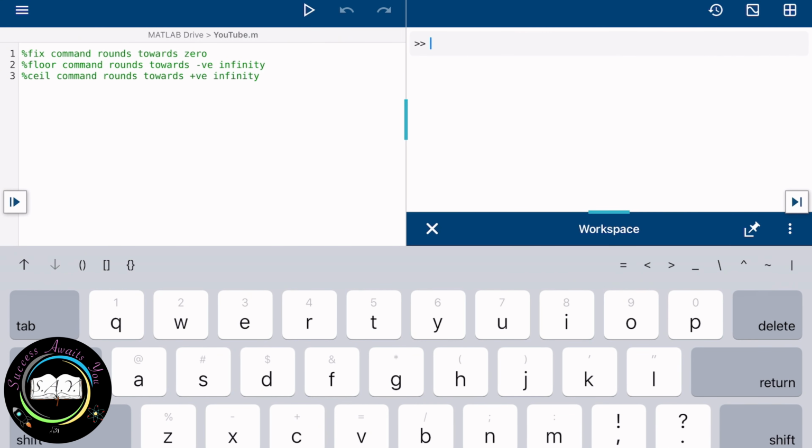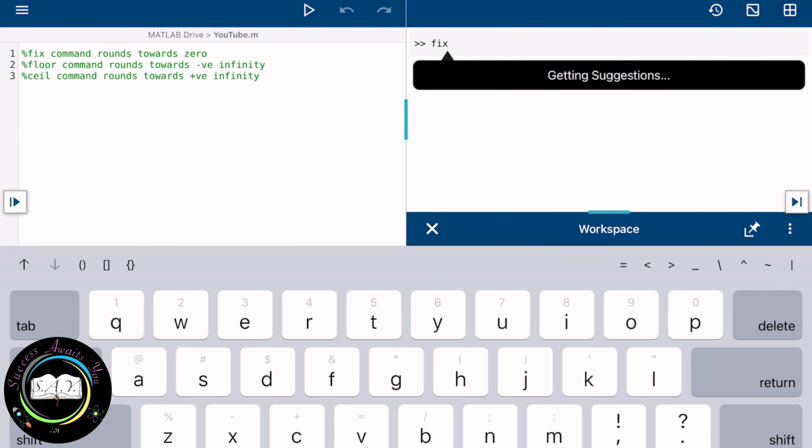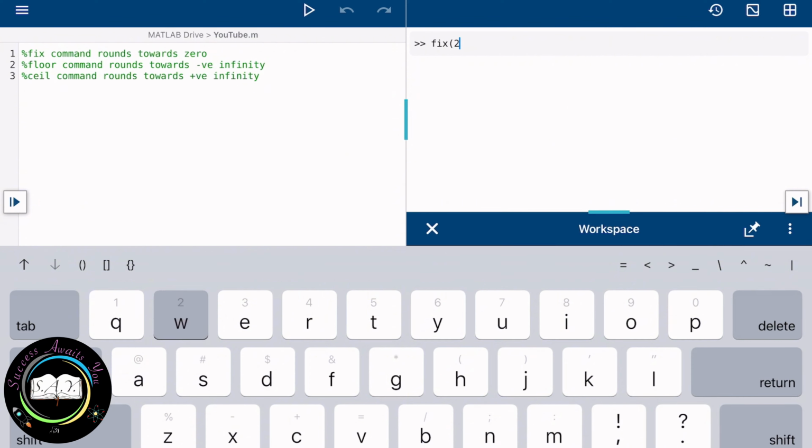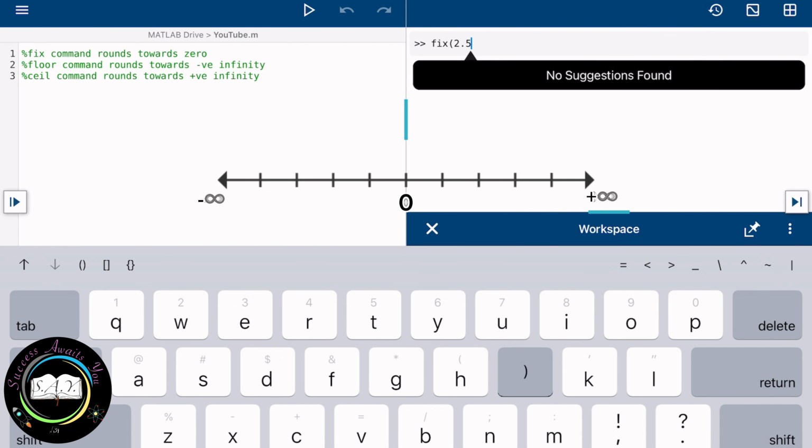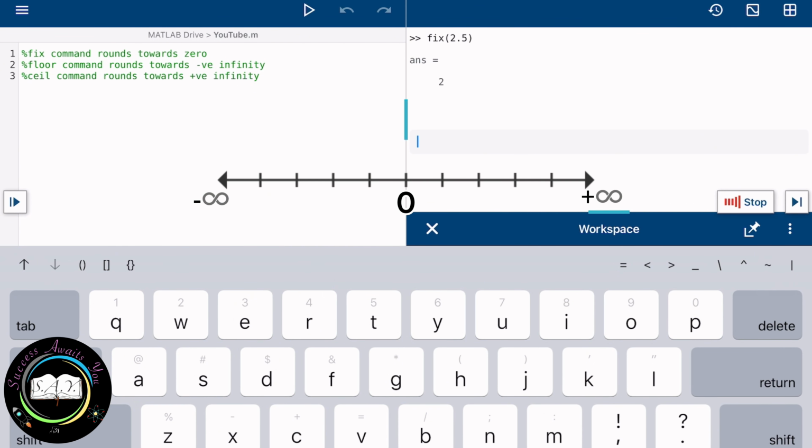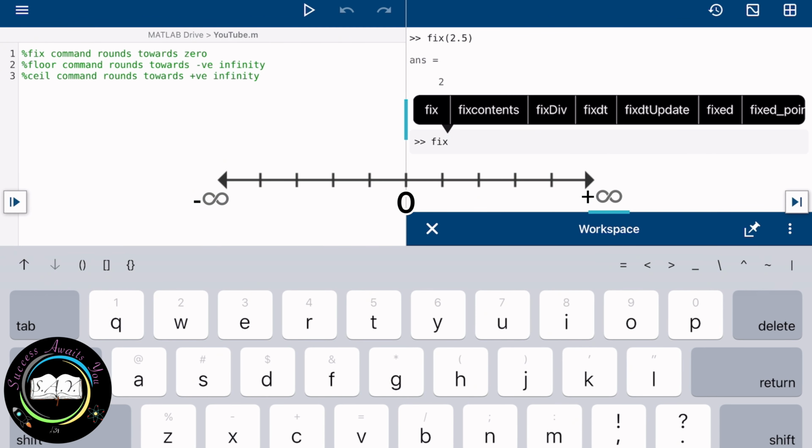The first command we will talk about today is the fix command. The fix command rounds a number towards 0. To understand this concept, think about a number line in which the center point is 0, and on the left is negative infinity, while on its right is positive infinity.